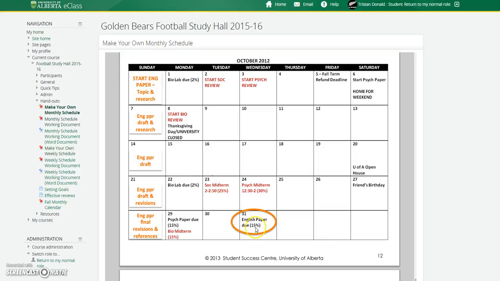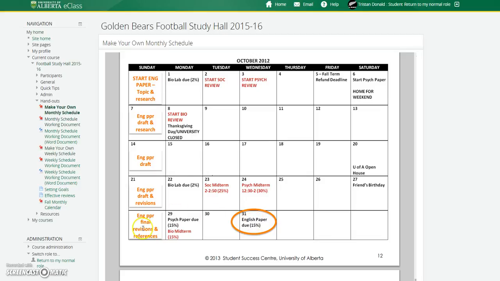We have English paper. Last step in our English paper was revisions. Then before I can do any revisions or referencing, I need to draft it. Before I can do any other drafting and revisions, I have to actually write it. Before I can write it, I need to do some research and maybe some outlining. And before I can do any sort of research, reading, and outlining, I need to have a topic. So that there is an example of backwards planning.